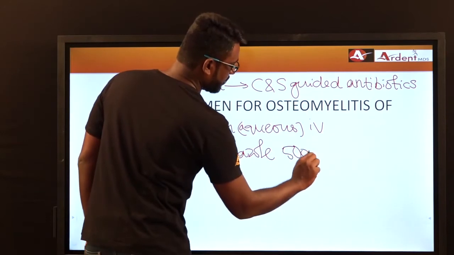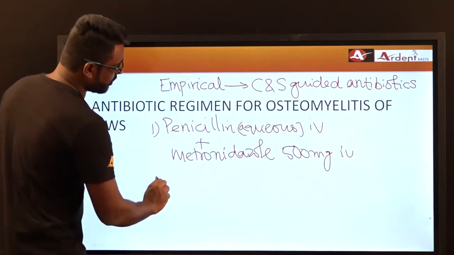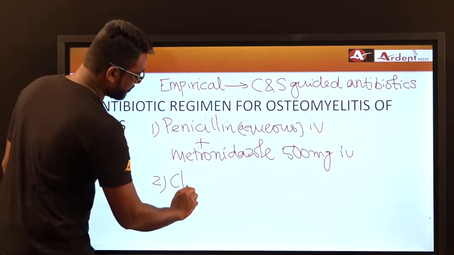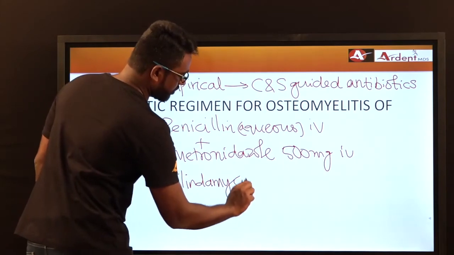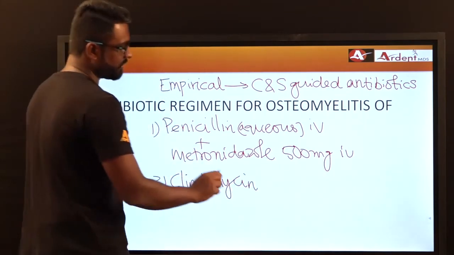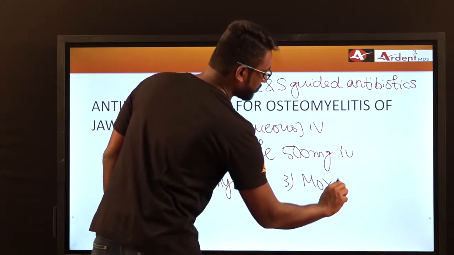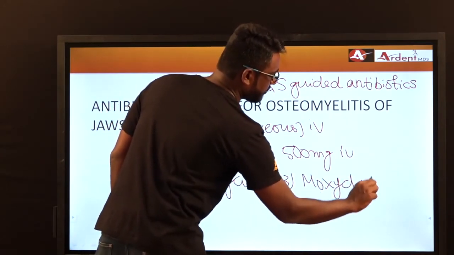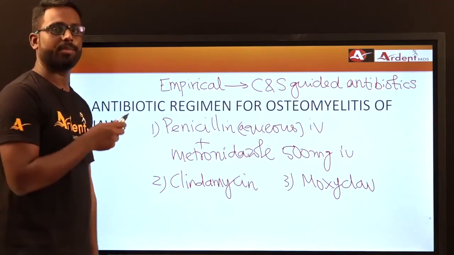Metronidazole 500 mg IV, again IV. Next, the drug of choice is clindamycin. You can also go for clindamycin. Apart from this, another drug you have is moxiclav, that is amoxicillin plus clavulanic acid. So these are all the drugs or antibiotics that you have at hand for treatment of osteomyelitis.